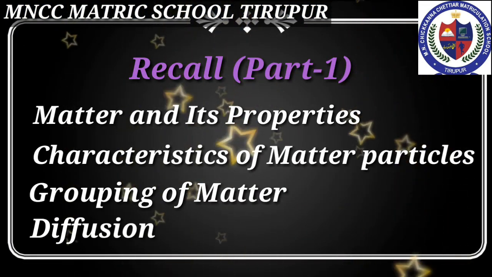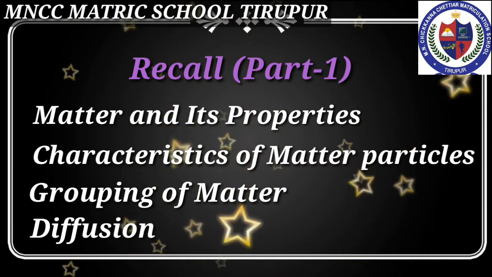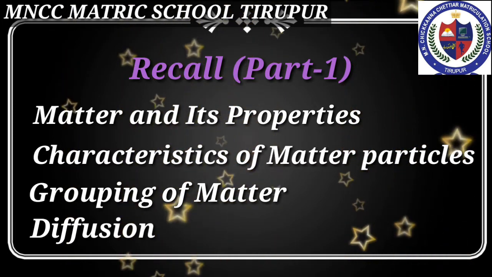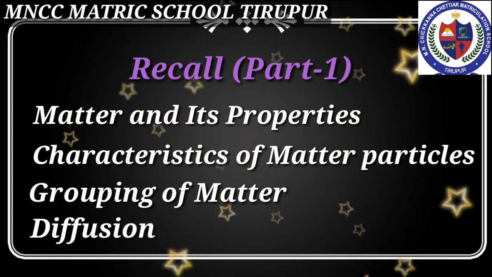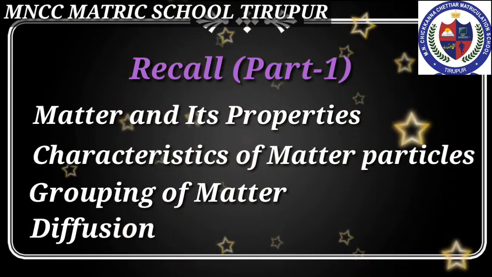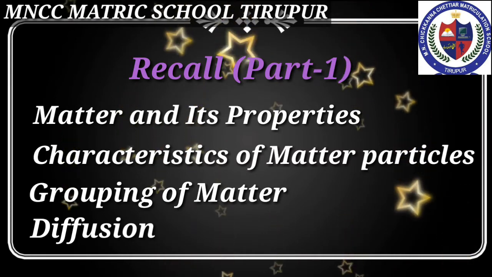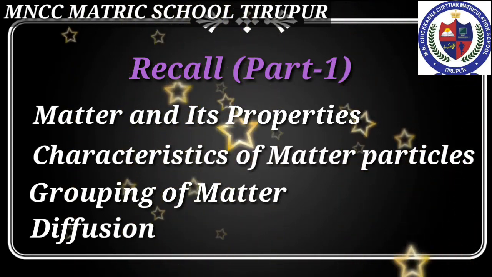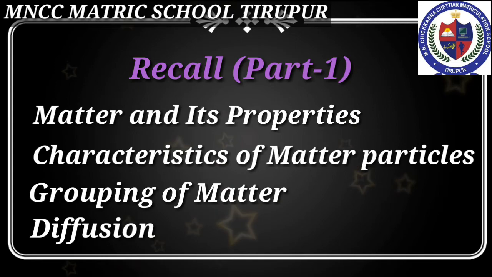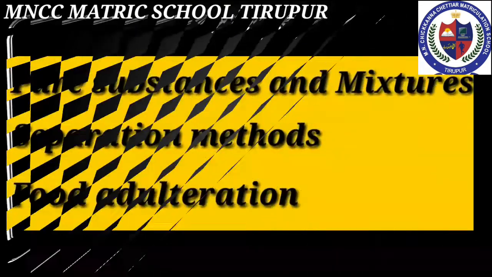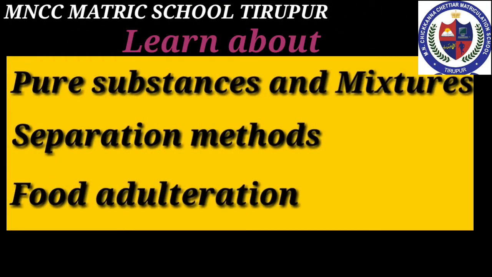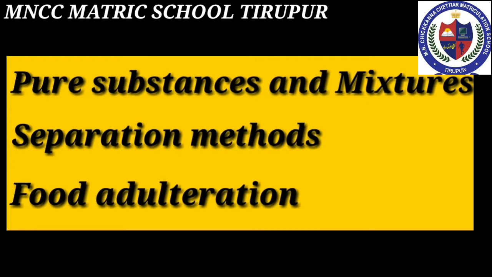Before we enter into this video, first we will recall our part 1 video. In that we studied about what is matter and its properties, characteristics of matter particles and how to group matter on the basis of physical states, and also we studied about the term diffusion with suitable examples. In this session we are going to see about what are pure substances and mixtures, then how to separate mixtures using some separation methods, and also we are going to see about food adulteration.